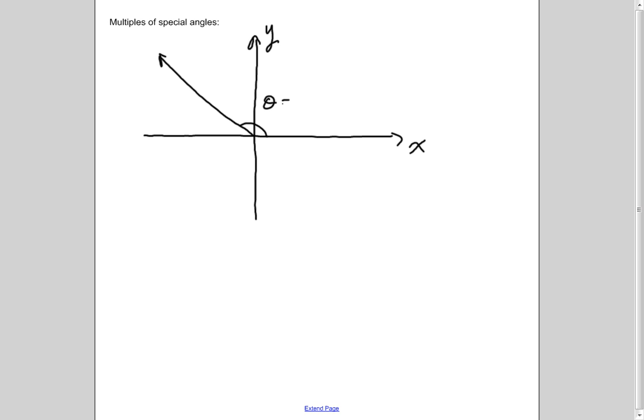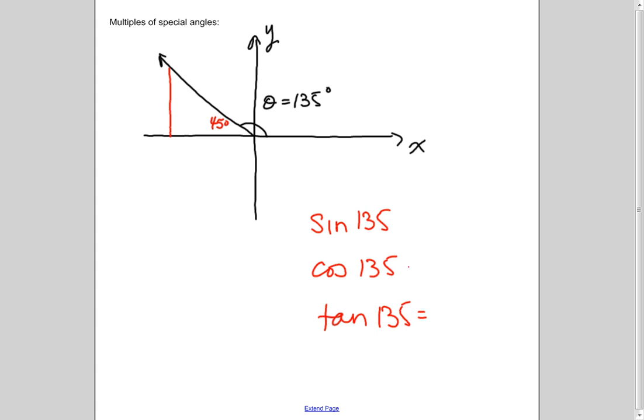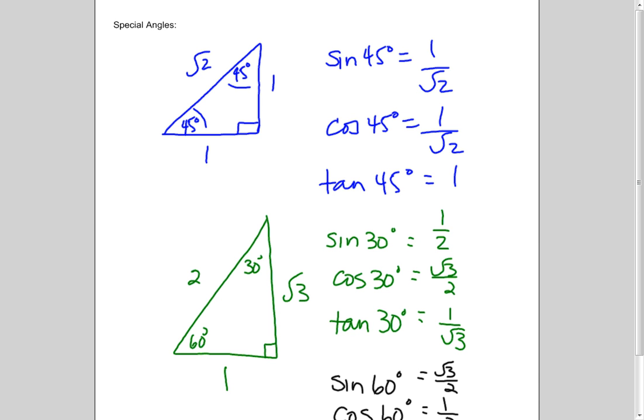We looked at multiples of special angles. So if you had an angle of rotation, so we're kind of putting the two ideas together. The angle of rotation, say for example 135 degrees, that would be an angle of rotation of 90 plus 45. So angle of rotation of 135 is related to 45 degrees that we know from our special angles, because that angle between the x-axis and our angle of rotation is one that we know. So the numbers for sine 135, cos 135, and tan 135 will be the same as the numbers for 45. So let's just go back and grab those numbers, 1 over root 2, 1 over root 2, and 1.